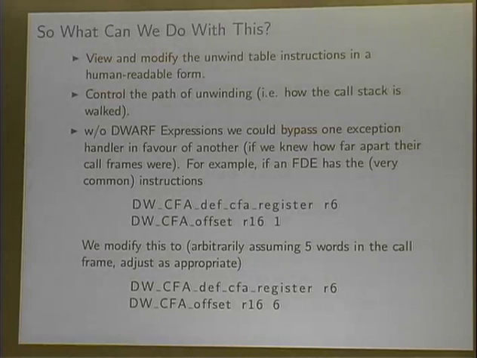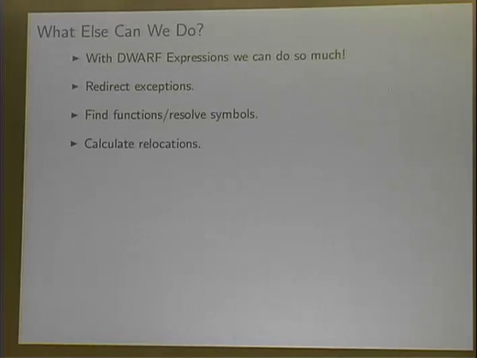So if we want to go to somewhere else on the call stack, if we know the space between the frames on the call stack, we just adjust the R16 rule to grab the return address from a different place on the stack. But we want to do more, and with DWARF expressions we can.